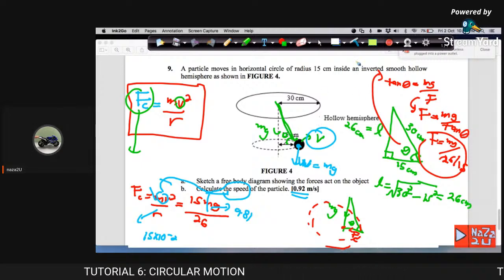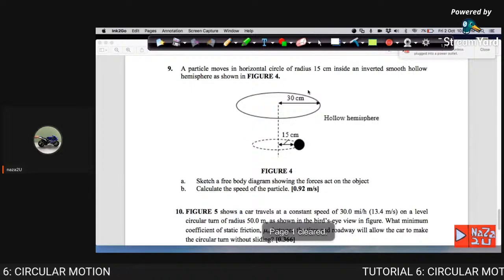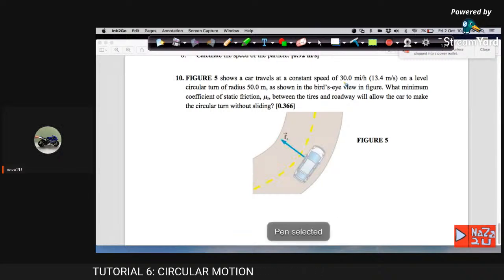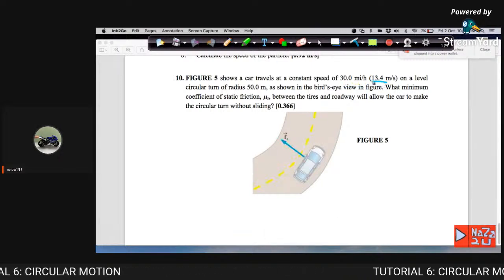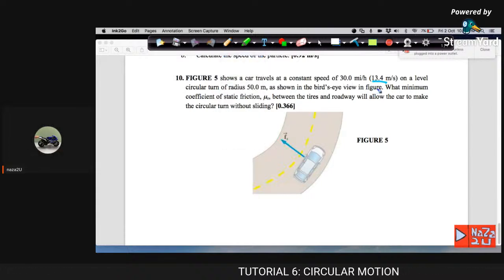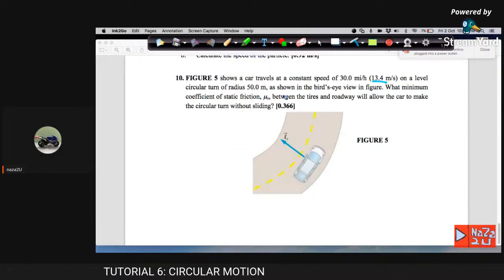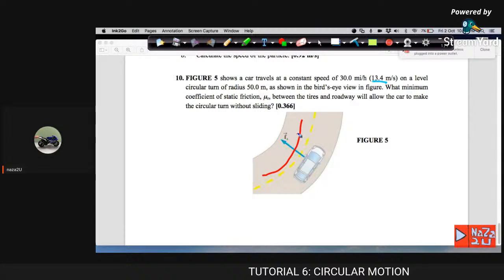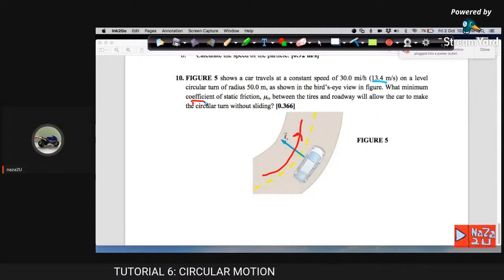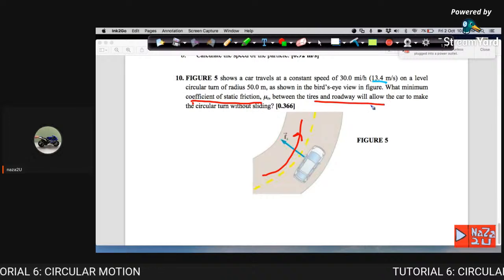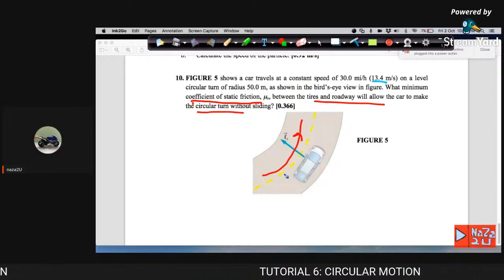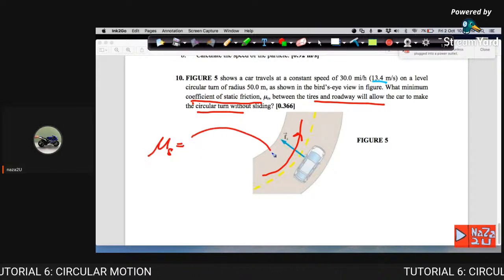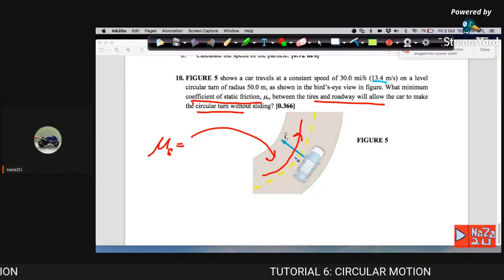Okay. So last question, question number 10. Figure shows the car travels with the speed, kita ambil SI unit, 13.4 meter per second on the level circular radius as shown in figure. Kalau kita nampak pada atas kat sini dia melilingi satu selekor. What is the minimum coefficient of static friction between the tire and the road to allow the car to go without sliding? Maksudnya dia nak cari berapakah dia punya nilai static friction untuk case ini. Kereta ini tidak terbabas ke dalam ataupun keluar.